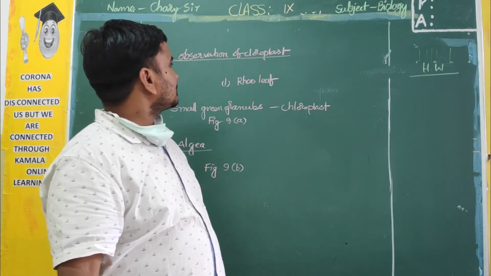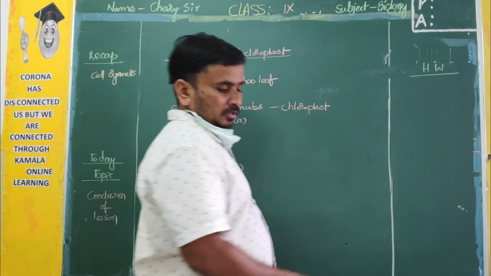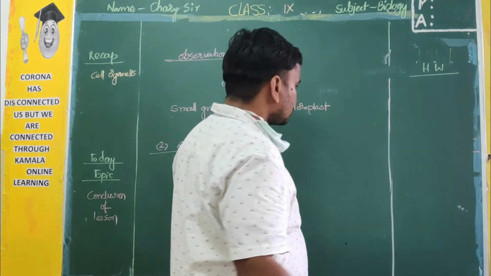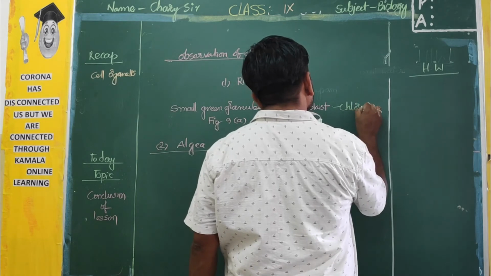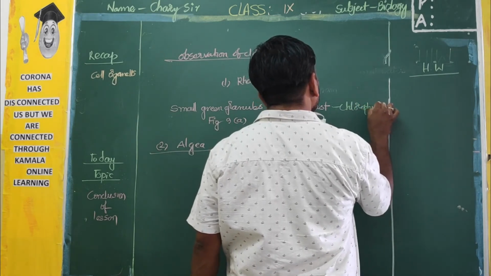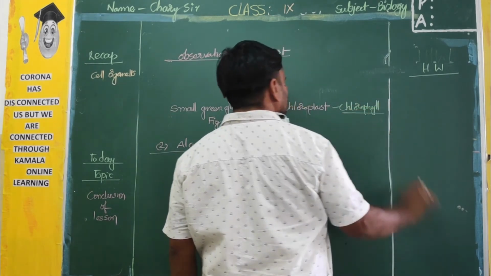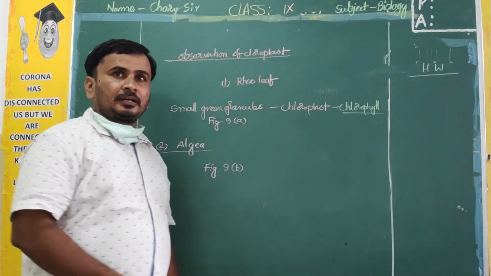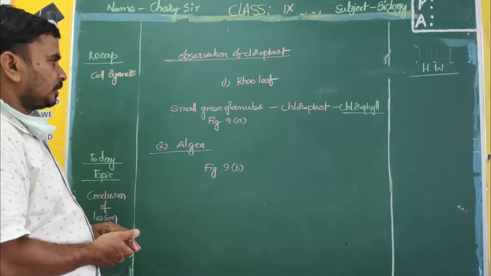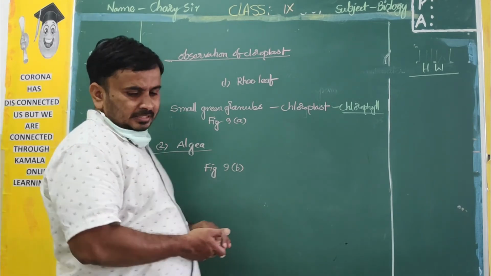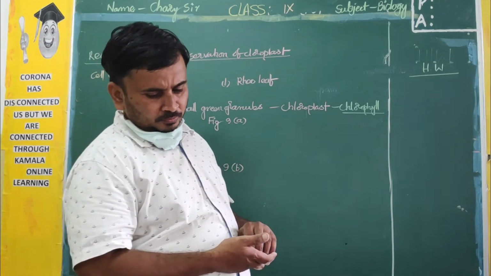Why are the chloroplasts green in color? Tell me, what do they contain? They contain chlorophyll in their chloroplasts. Okay, so this is about the observation of chloroplast.